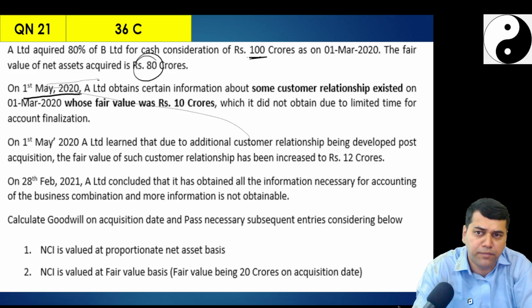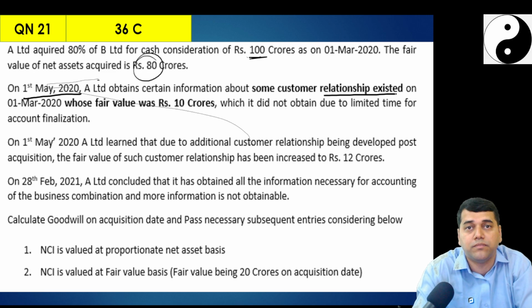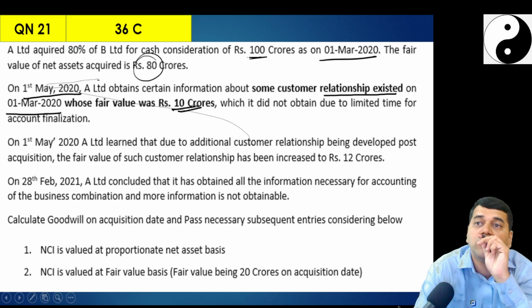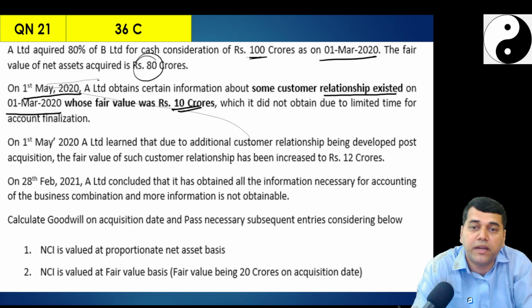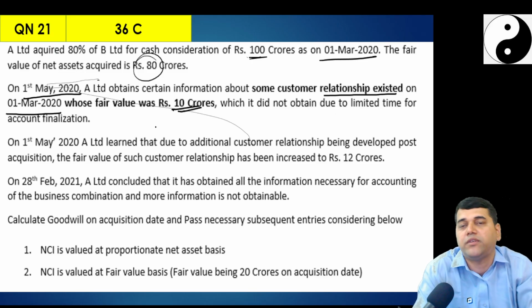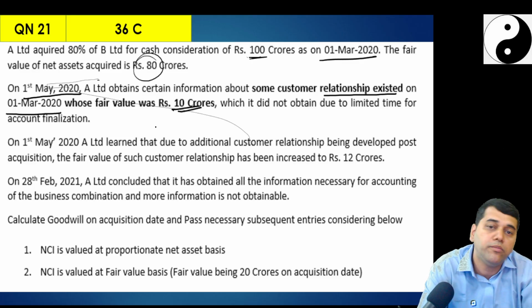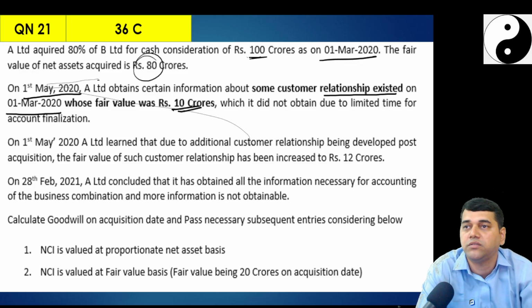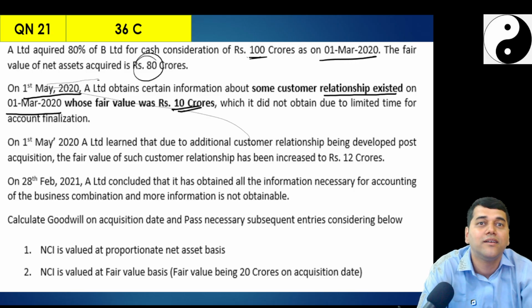Now on 1st of May, A obtains certain information about some customer relationship which existed on 1st of March, the date of acquisition, whose fair value was 10 crore. What do you mean by customer relationship, which he did not obtain due to limited time? There was no time. What do you mean by customer relationship information? I want to get everybody's opinion. What did you understand with this sentence?